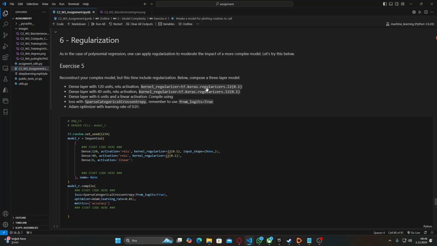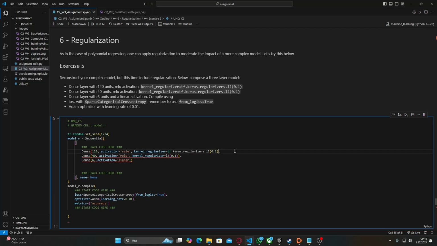It's a three-layer model. First of all, 120 units with ReLU activation, 120 ReLU activation, kernel regularizer. Actually, I made a mistake here. Let me import the regularizer: tensorflow.keras.regularizers.L2 with 0.5. I guess I shouldn't give input in here.